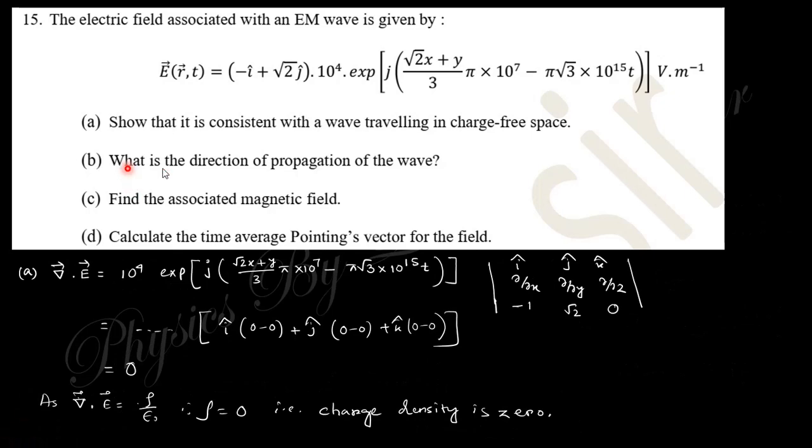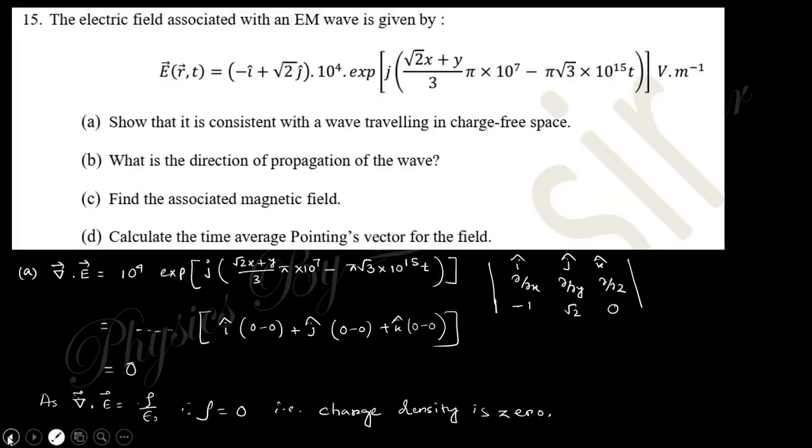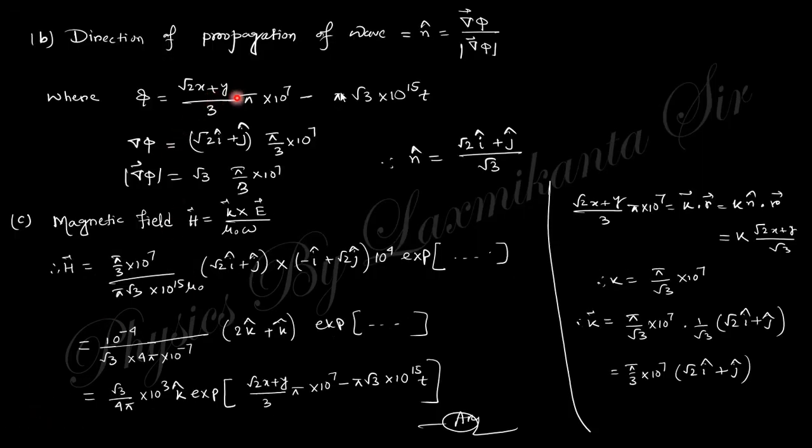Next part is, what is the direction of propagation of the wave? The direction of propagation is n equals grad phi by grad phi modulus, where phi is equal to this portion. This is the phase part. So if you take this grad phi and its modulus, their ratio gives you the propagation vector like that.